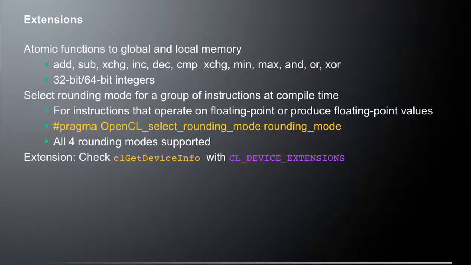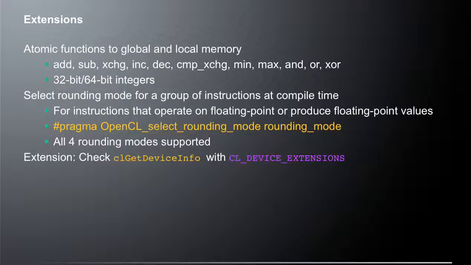Finally, let's talk about some of the extensions. Atomic functions, for example, are one of the optional extensions to OpenCL. These functions allow us to do atomic operations on global and local memory. They work on 32-bit and 64-bit integers only, and you can do things such as add, subtract, exchange. Again, for all the atomic operations and a description of them, please refer to the spec. Another extension is selecting the rounding mode for the different instructions at compile time. There are lots of optional extensions, and I highly recommend going to the spec and reading how these optional extensions and rounding modes are used, because it's quite verbose and the spec is a very good resource for this.